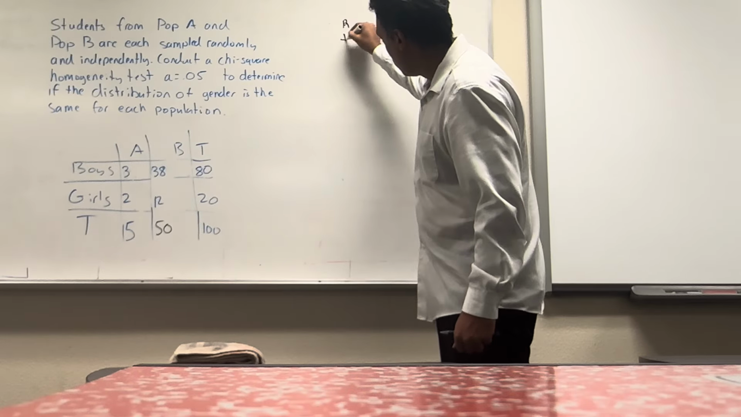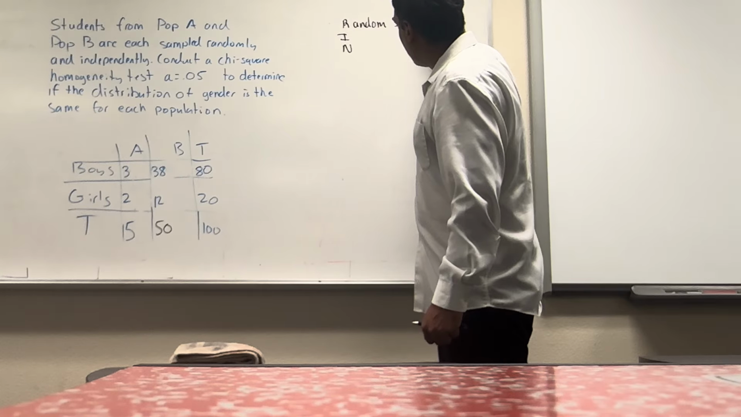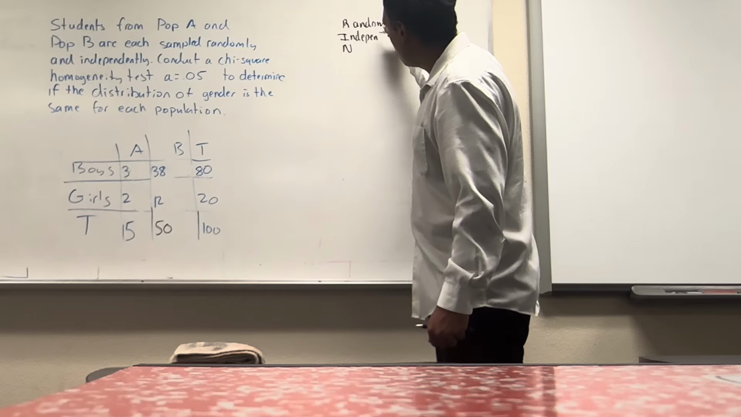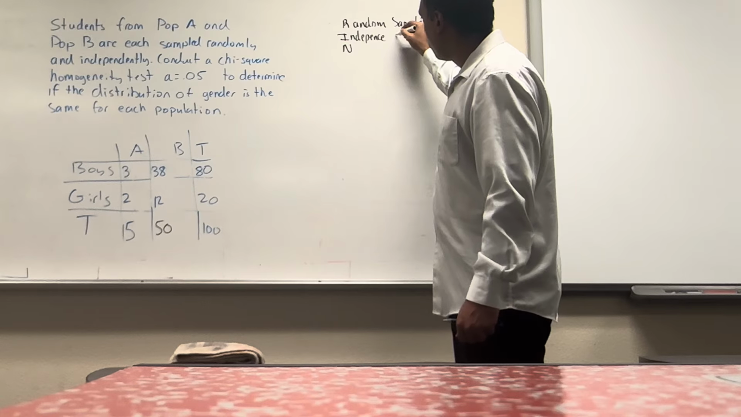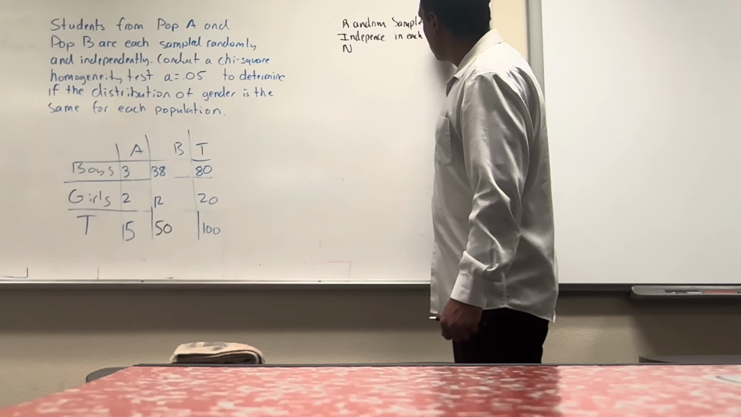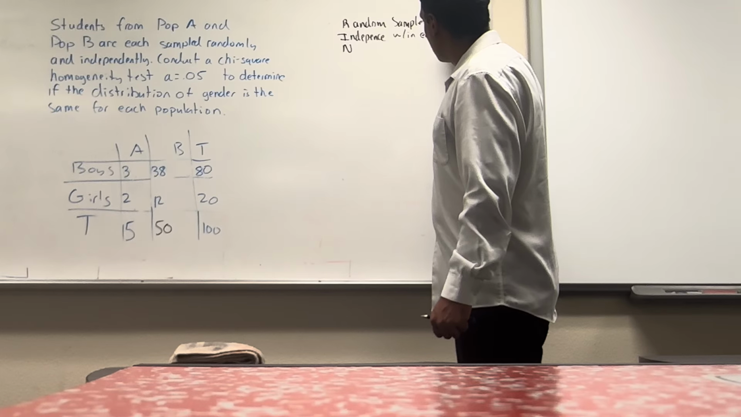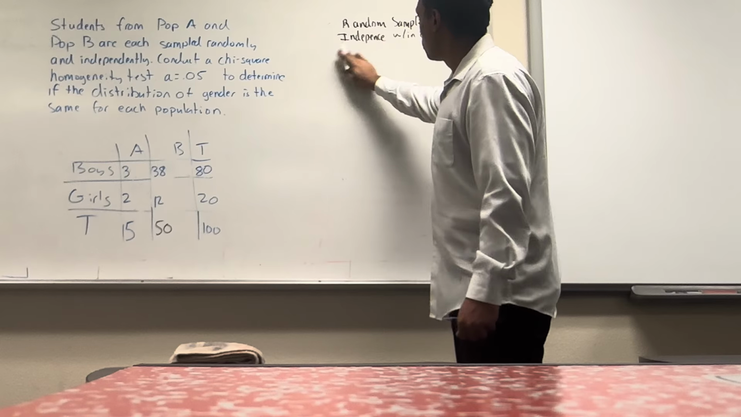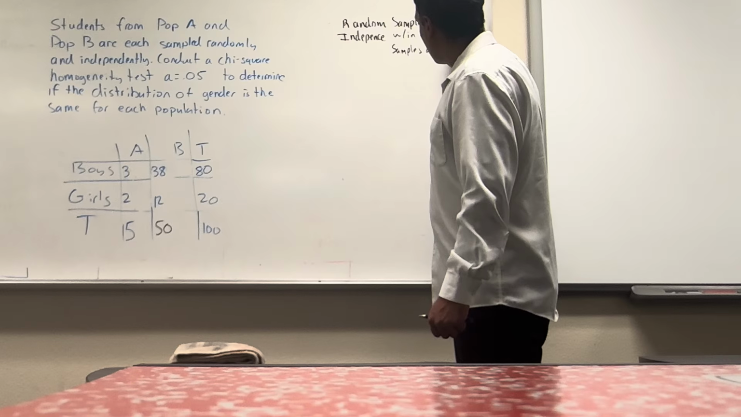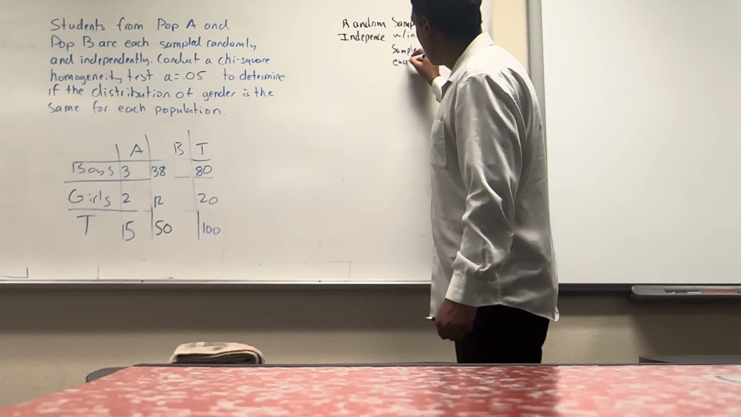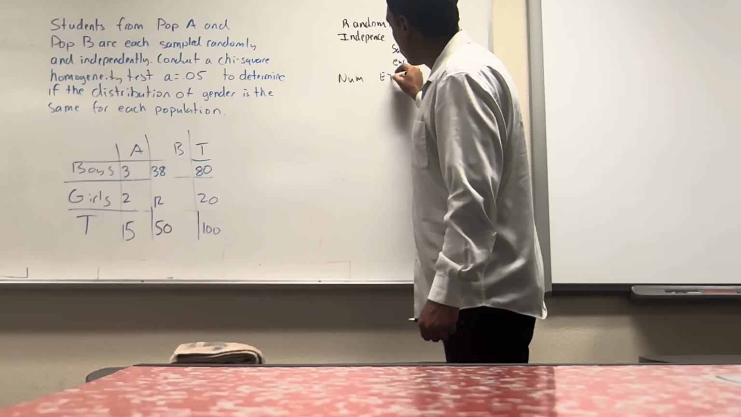We have random samples. We have independence between samples and within each sample, right? Independence within each sample, right? And the two samples are independent, right? And then instead of normality, we're going to say numerous counts. My expected counts are greater than 5, all of them, okay?